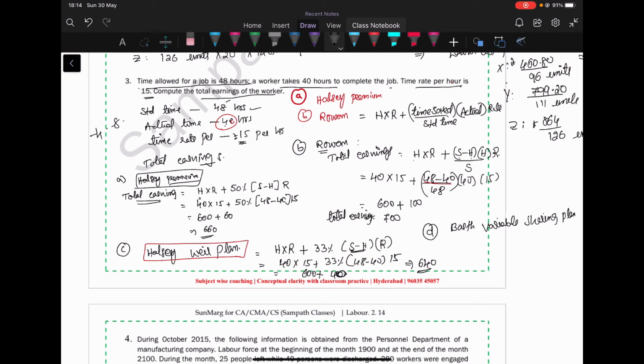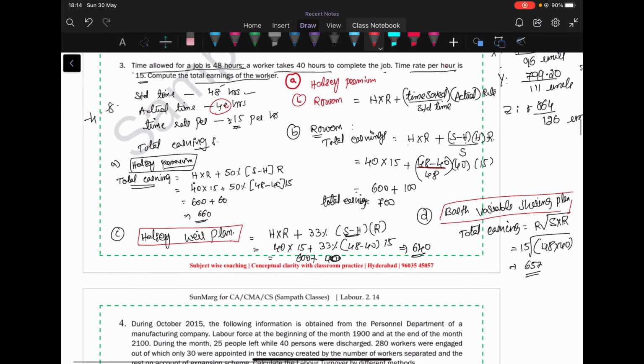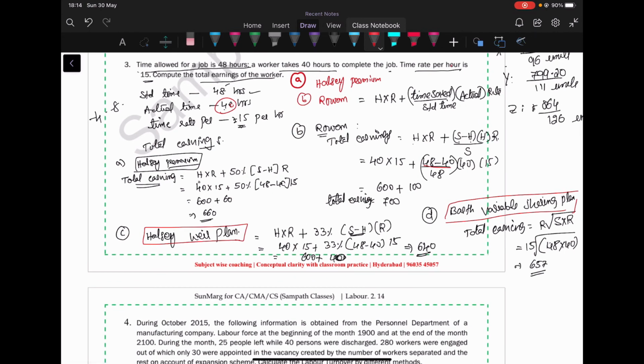So here the formula for total earnings: rate per hour into the square root of standard hours into actual hours. Rate per hour is 15, standard hours 48 hours, actual hours 40 hours, under root. So I can say 48 into 40 under root into 15 is 657 rupees under this Barth variable sharing method. Done? Understood? Next one.